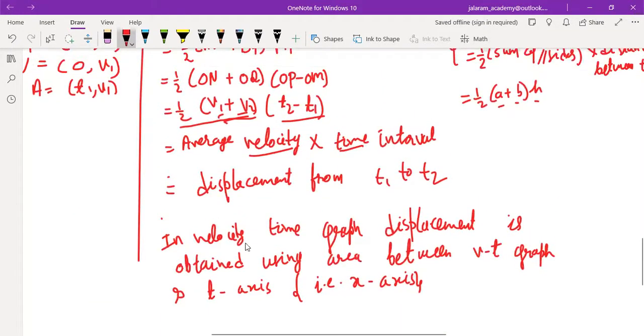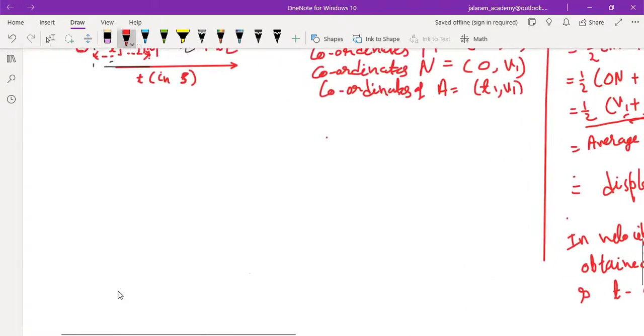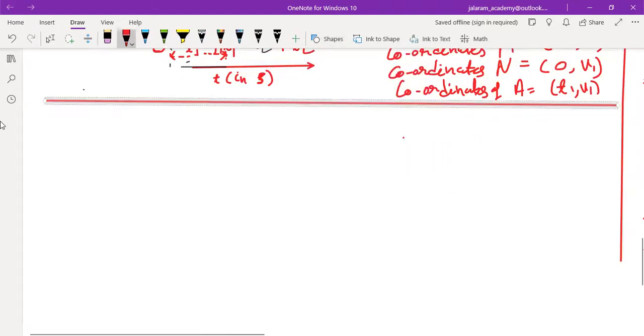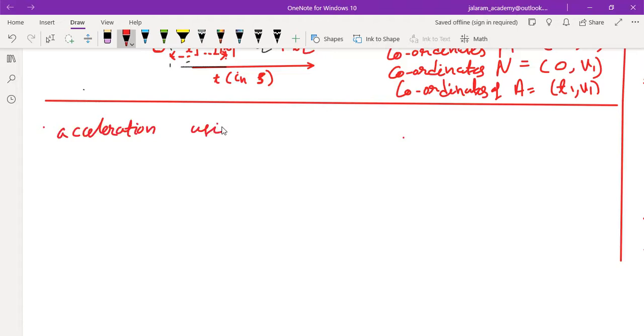Hope you all must have understood how to find velocity using velocity time graph and how to find displacement using velocity time graph. And the third thing is to find acceleration using velocity time graph.